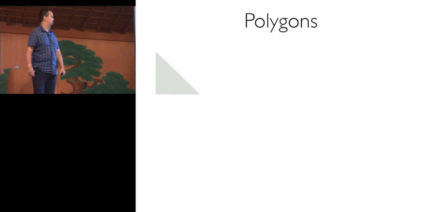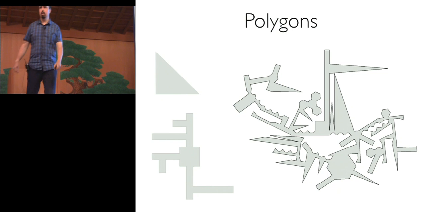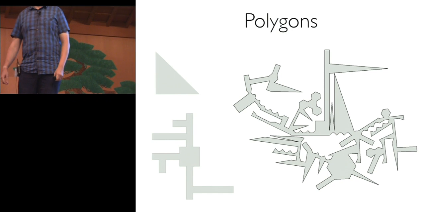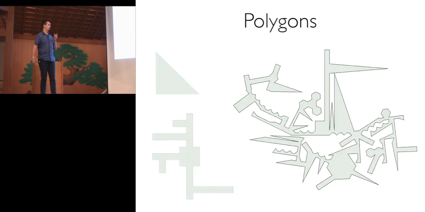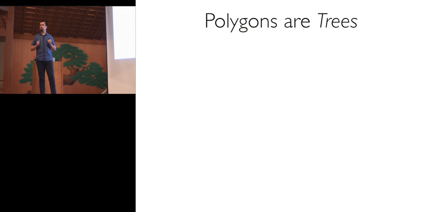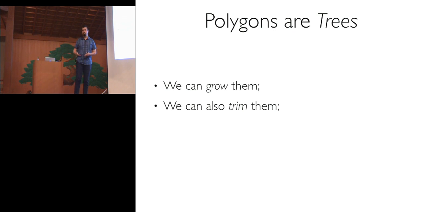Well, some of them might be small and neat, some of them might be medium-sized, and some of them might be totally crazy. But there is at least one thing that all of them have in common, which is not entirely obvious. Polygons turn out to be trees. And just like trees, we can grow them. And just like trees, we can also trim them.